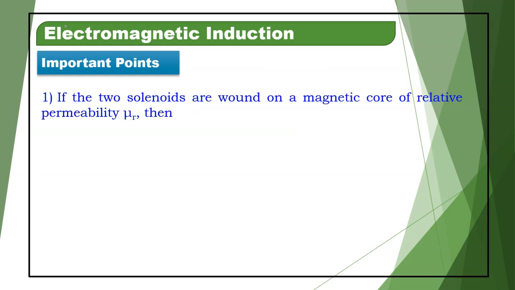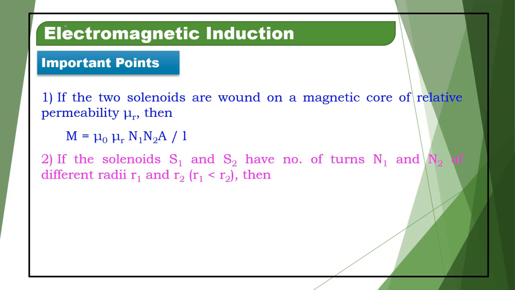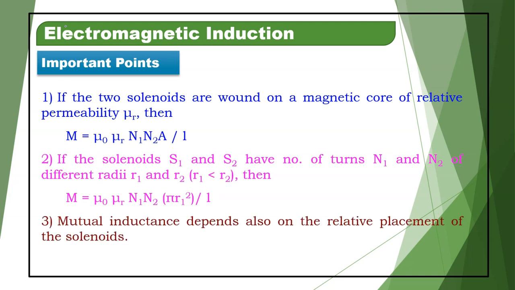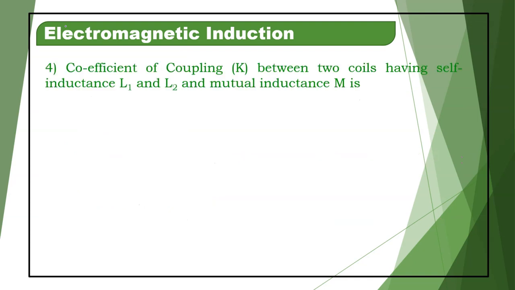Some important points we have to keep in mind for exam purposes. If the two solenoids are wound on a magnetic core of relative permeability mu r, then M is equal to mu naught mu r N1 N2 A by L. If solenoids S1 and S2 have N1 and N2 turns and different radii R1 and R2, with R1 less than R2, then M is equal to mu naught mu r N1 N2 pi R1 square by L. Mutual inductance also depends on the relative placement of the solenoids.